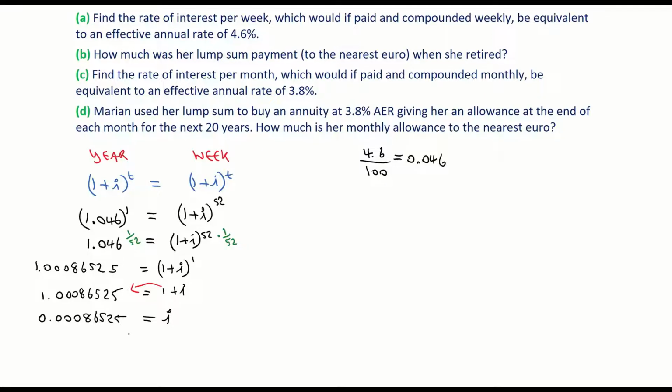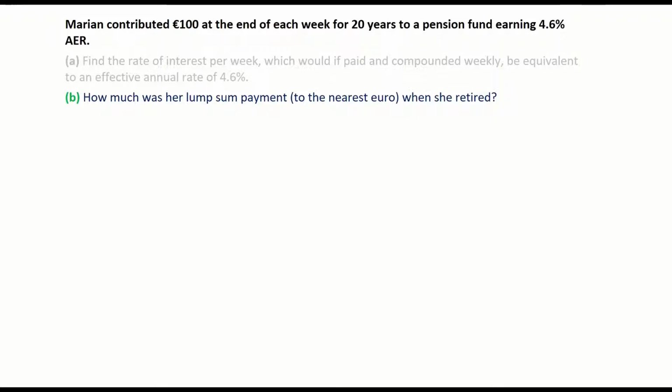And to turn that into a percentage, I'm going to times it by 100. So that is leaving me with a percentage rate of 0.086525. So that's my weekly equivalent rate to 4.6%. Okay, I'm now looking at part B.